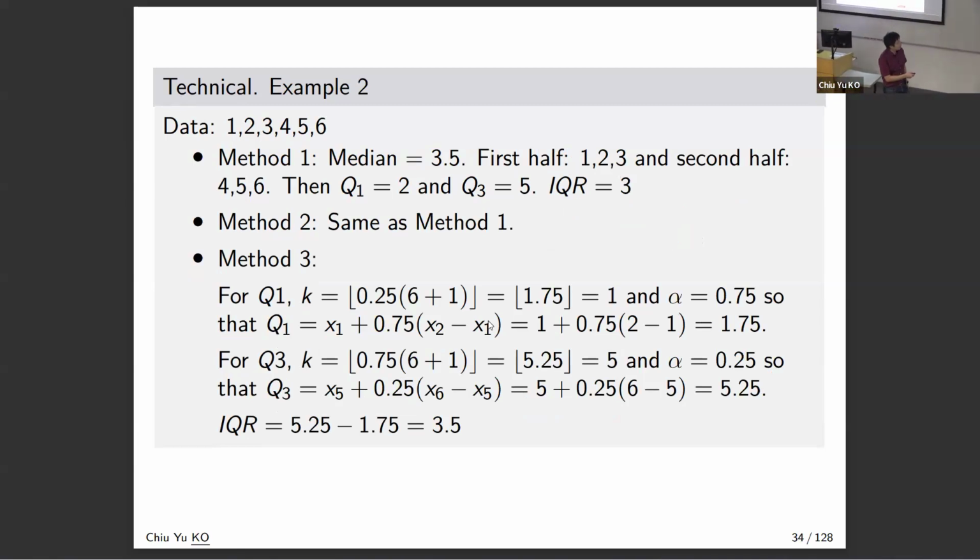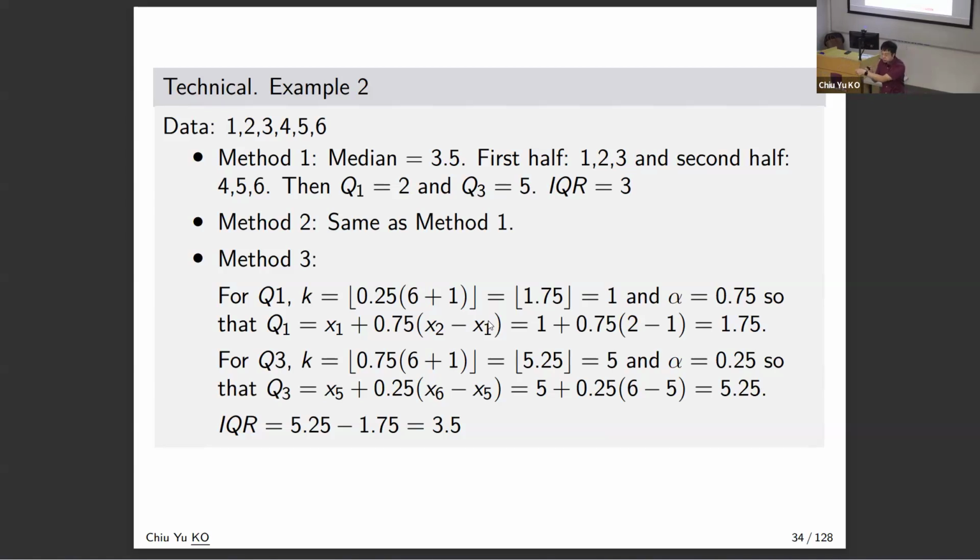For Q1 here, how do you calculate? The formula we apply will be 6n is 6, 6 plus 1 is 7, 7 over 4, 1.75. 1.75 means that you take 1 and 0.75, right? So you take x1 and 0.75 of this distance, right? Because it will not be in the middle.